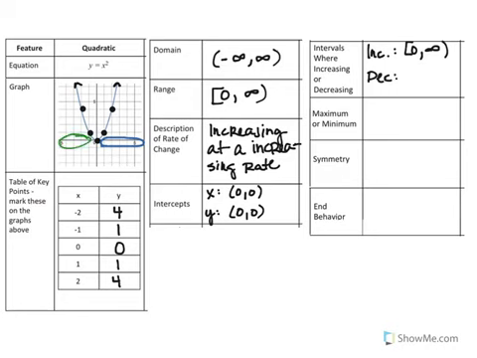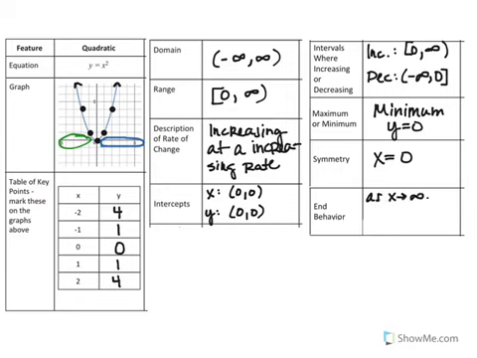This graph has a minimum value of 0, or y equals 0, and we have an axis of symmetry at x equals 0. And our end behavior, what we can say is that as x approaches infinity, our y values are going to approach infinity. And as x approaches -infinity, our y values are also going to approach infinity, just as they did when x approached infinity.